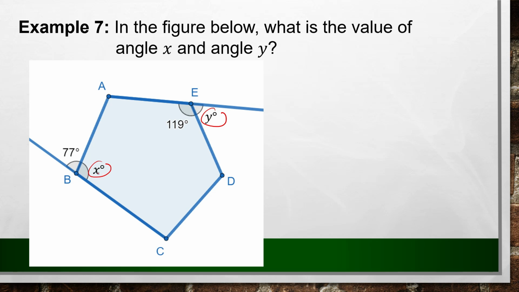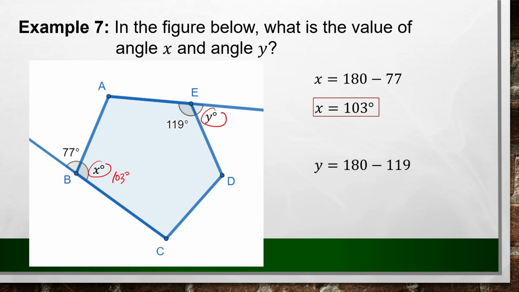180 is the sum of 77 and x, right? So to find the measurement of x, we just subtract that 77 from 180. 180 minus 77 is equal to 103, so this is 103 degrees. A similar method will be used for the y. This time the y is the exterior angle, and the x here is the interior angle. Same procedure: to find the y, we just need to subtract that 119 from 180, and that's going to give us 61 degrees. So the exterior angle here is equal to 61 degrees.